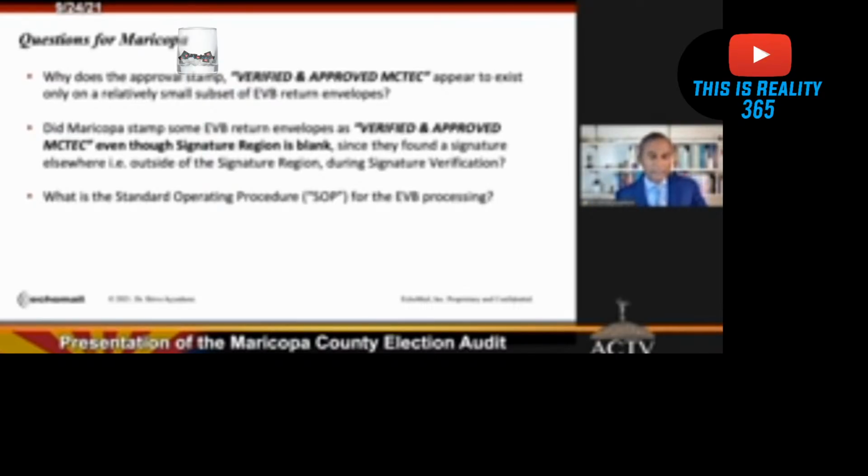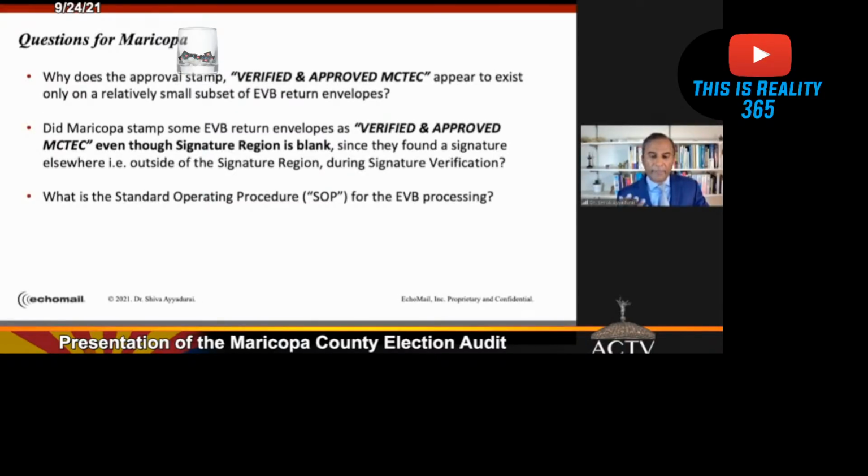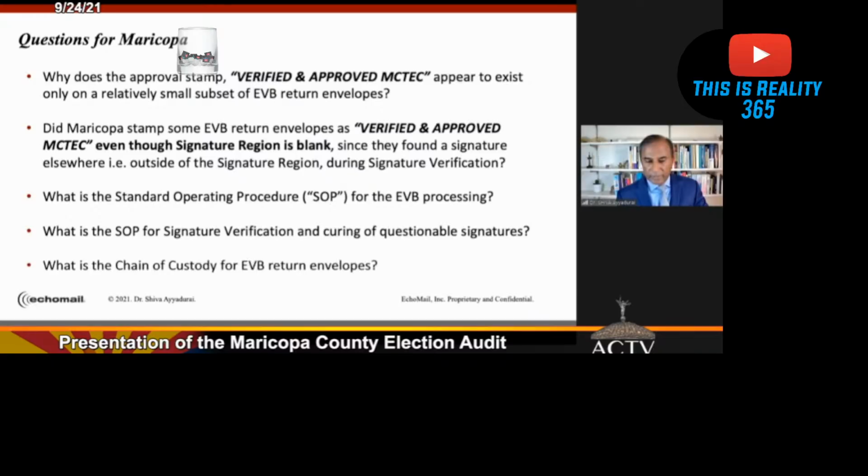Finally, all of this leads to a very important set of things from an engineering standpoint. What is the standard operating procedure? We call it an SOP for the EVB processing. In any engineering system, you have the SOPs, because again, we're relying on this very, very important process of the signature and its verification. What is the SOP for the signature verification? And what is the SOP for curing of questionable signatures? And finally, what is the chain of custody?